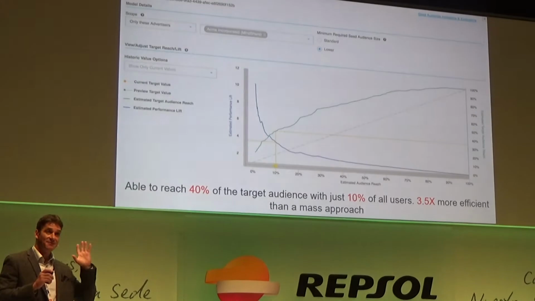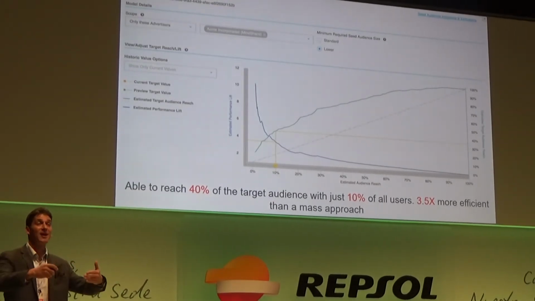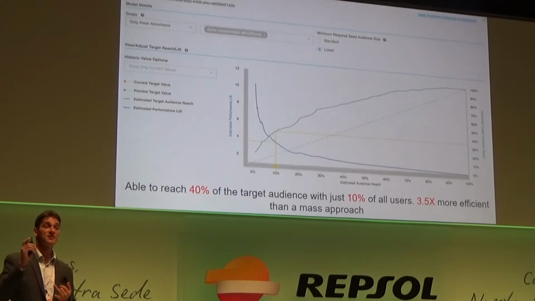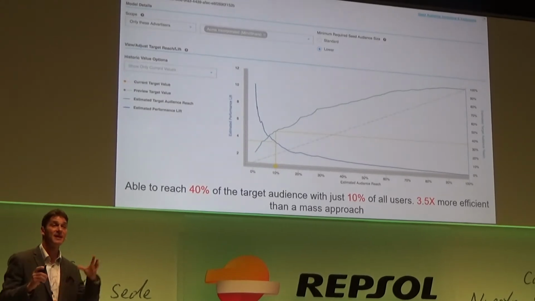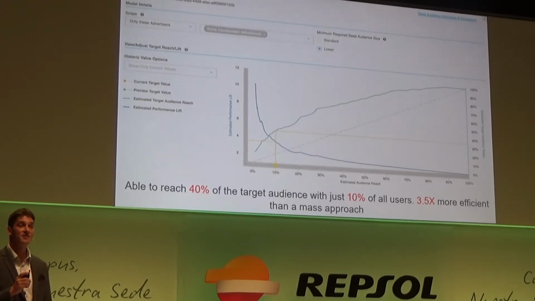And then finally, obviously, back to my favorite slide, the lookalike model. What did this mean when this client went to target these audiences? It meant that they could reach 40% of their target audience with just 10% of the users. So spend 10% of the money they were spending and get 40% reach. That's 3.5 times more effective than they were doing in the old way.